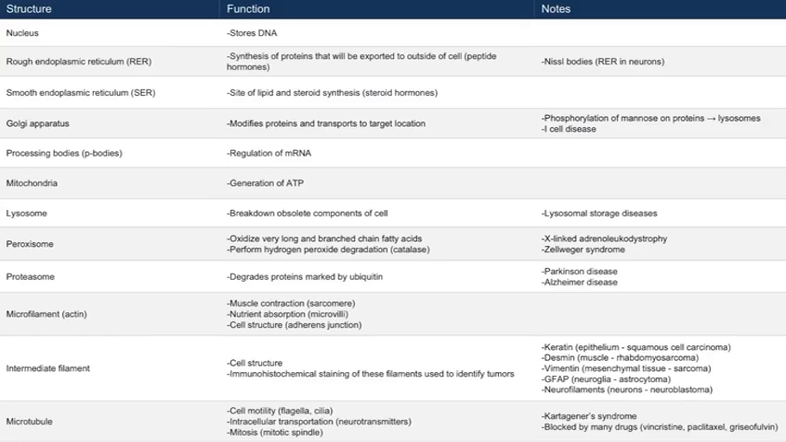From the table, you can see that the Golgi apparatus is normally responsible for the phosphorylation of mannose on proteins. When this process is disrupted, the patient can develop I cell disease. Okay, let's do another question.